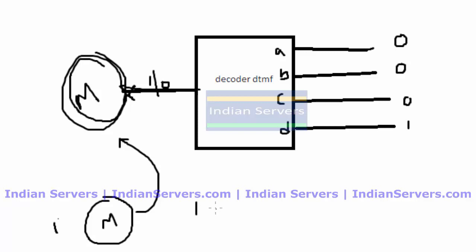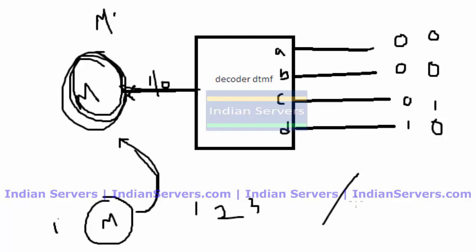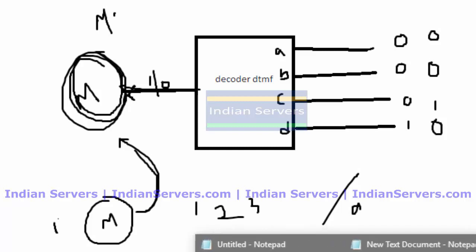So if I press 2 from the remote mobile, the tone corresponding to 2 will be heard by this mobile, that is mobile 1, which is connected to the decoder, and it will decode the signal and generate the output as 0010. Like that 3, 4, 5 up to 9. So you can see in the diagram each button will have a specific binary output.